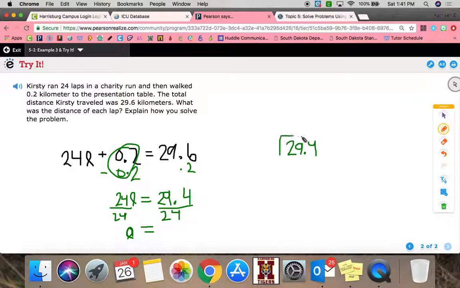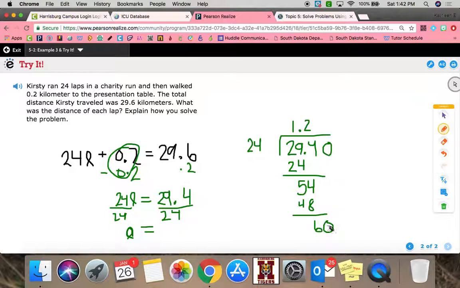29.4 and 24. So 24 goes into 29 once, and it's 24. 29 minus 24 is 5. Bring down the 4. Now we're at the decimal, so we can put the decimal up here. How many 24s in 54? Well, there's 2, and that's 48. 54 minus 48 is 6. 0. Bring it down here.